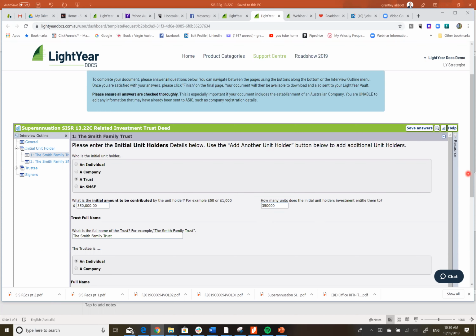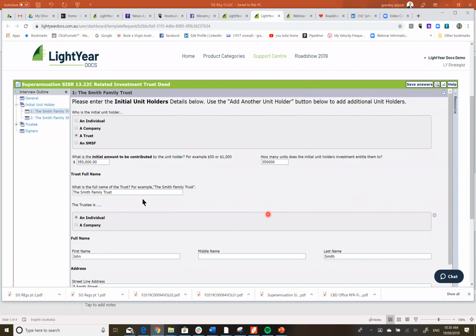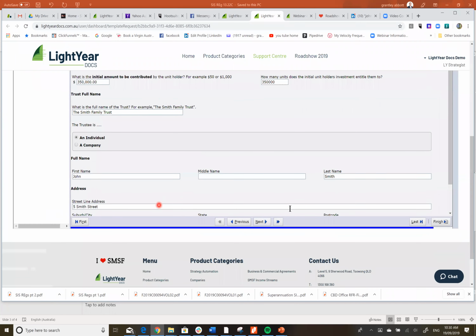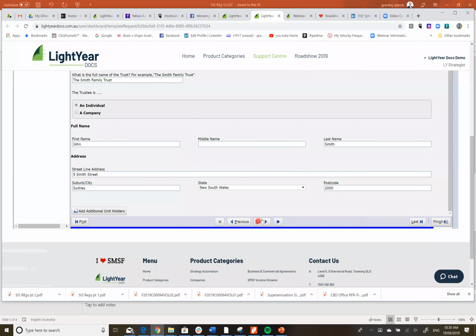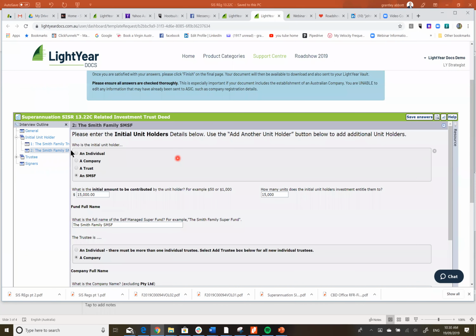So I've got dollar units, and remember, I'm going to be contributing or selling these in. What's the full name of the trust? I've got that. I've got one individual there as the trustee. I can put in another one or a company, but I'm just saving time here. So now we've got the first unit holder. And what I would do is go to the next one, so I can add as many unit holders as I want. It doesn't matter. Remember, these are all related.